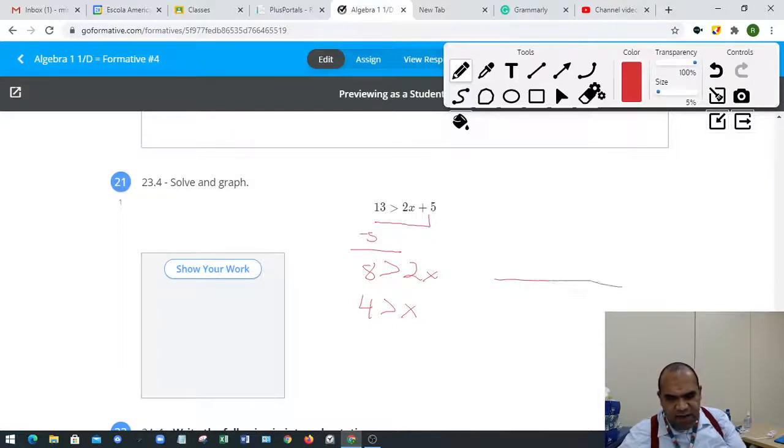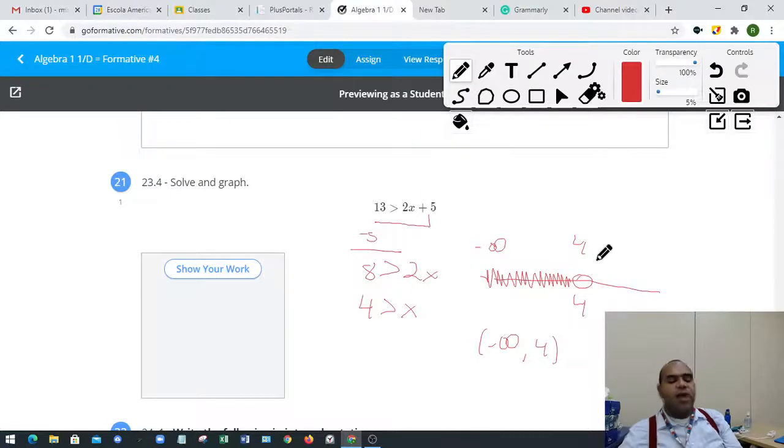Let's graph here. I have number 4. Number 4 is an open circle because it's less than. I'm looking for numbers less than 4. This is the case. The interval notation, if they ask: negative infinity, 4, with parentheses because of the open circle, and here parentheses again. Nice.